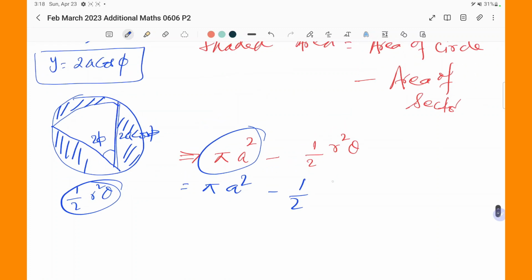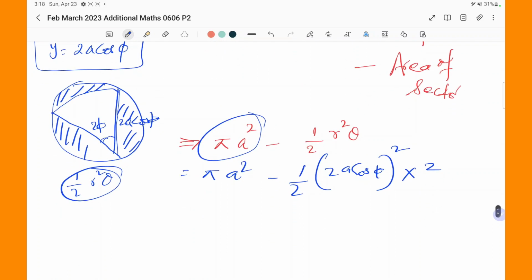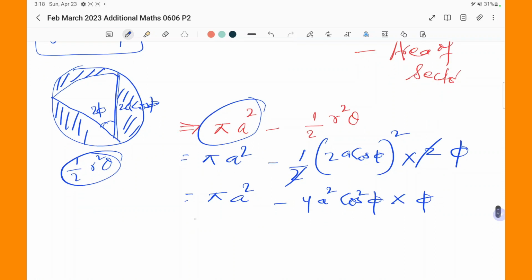You know, r is 2a cos phi, so 2a cos phi whole square. And theta is 2 phi, right? This was 2 phi. 2 and 2 you can cancel. So this is pi a square minus 4 a square cos square phi times phi. Okay, then we can take a square common. From here you will get a square times pi minus 4 phi cos square phi.